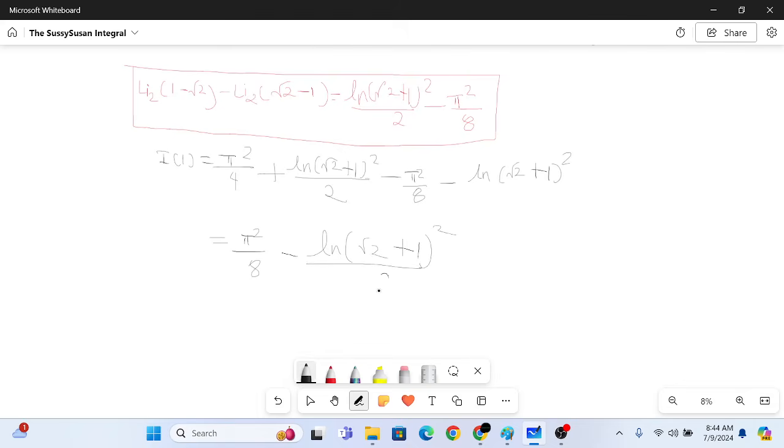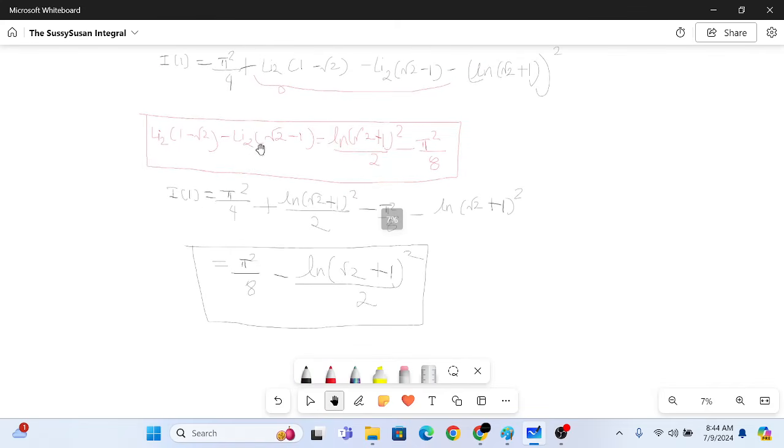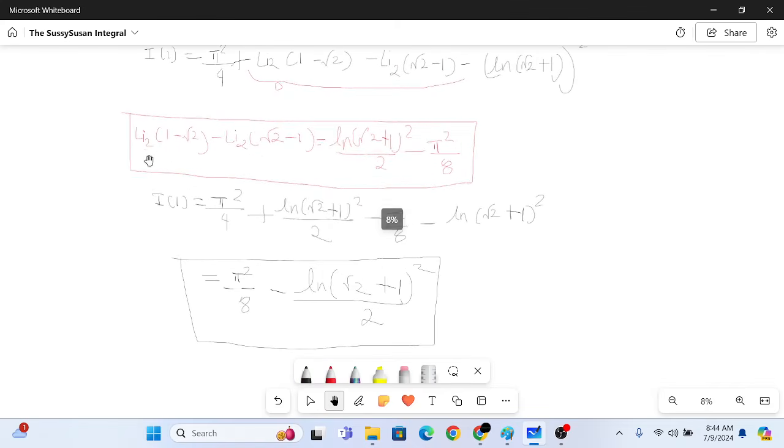2. This is finally our answer, but before we conclude this answer, I still have one more step to show you, because I haven't really told you how we get the value of li2 of 1 minus root 2 minus li2 of root 2 minus 1 is this absurd sum. So let me prove that now.